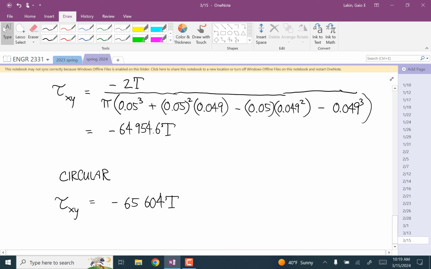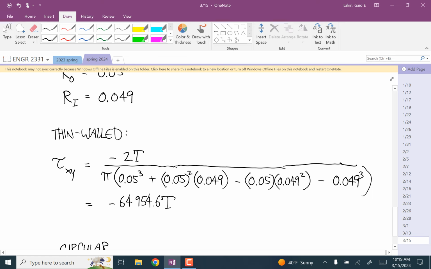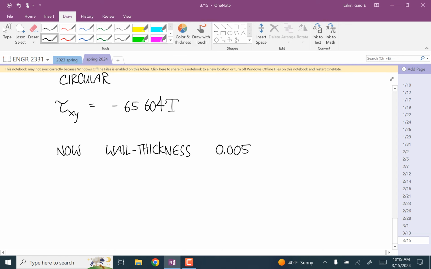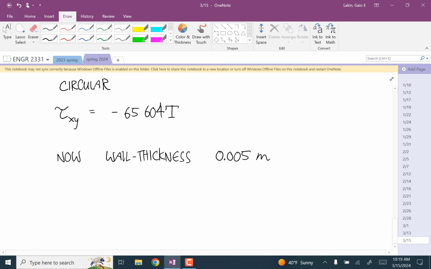But now, what if the wall thickness is 0.5 centimeter? So let's do that again. So this is going to be 0.005 meters. I said a rule of thumb is that the thickness is less than 1/10 of the total dimension. So now we're right at that value, right at 1/10. So we'll see how they change.